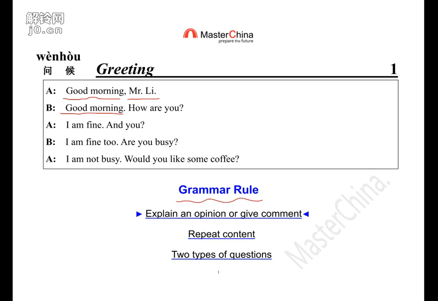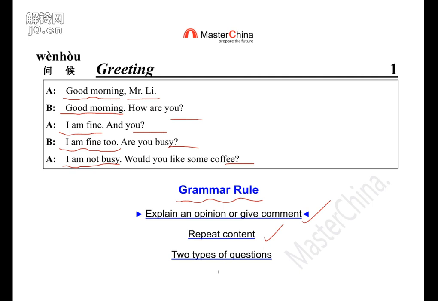So, this class we focus on explain an opinion or give the comment. And second one is how to repeat the content. In next class, I will explain to you how to make two types of questions. So you should notice that we have the questions in this dialogue. Actually, there are two types of them. So I will explain in next class. And this class, I will show you how to say, I am fine, I'm fine too. And how to say, I'm not busy.